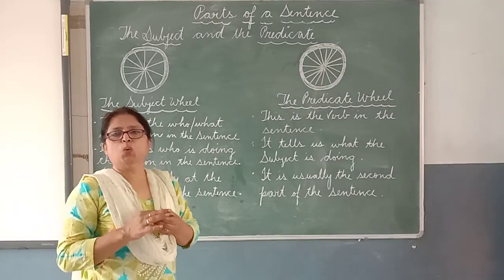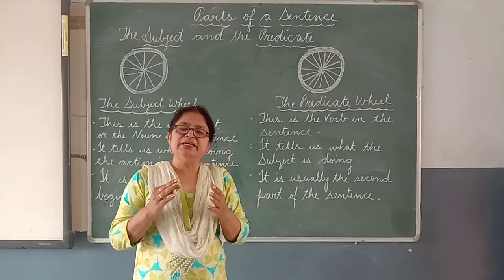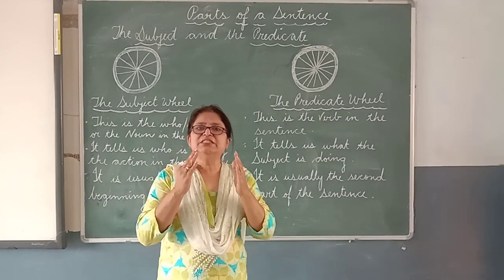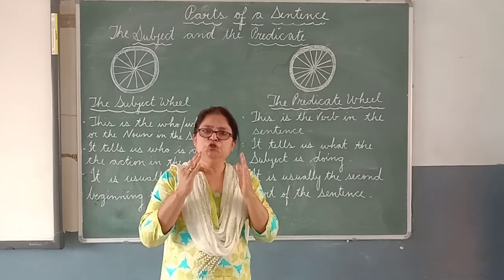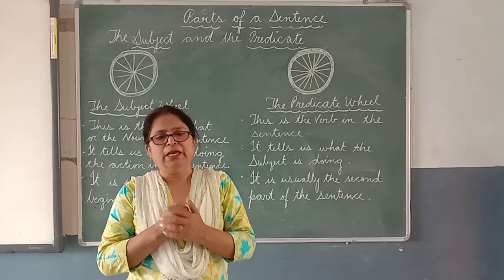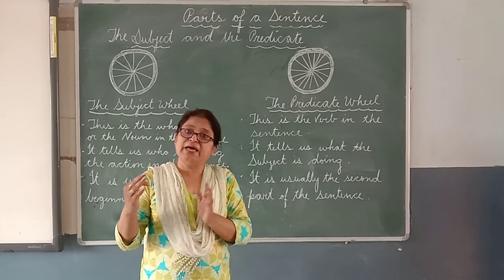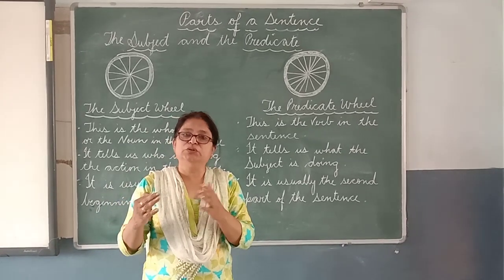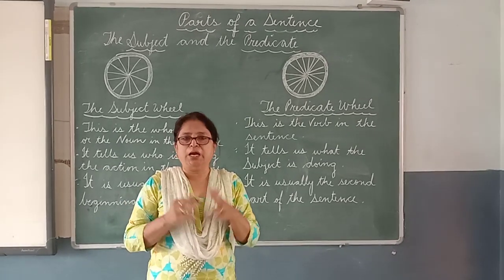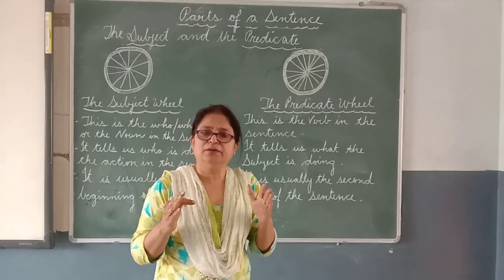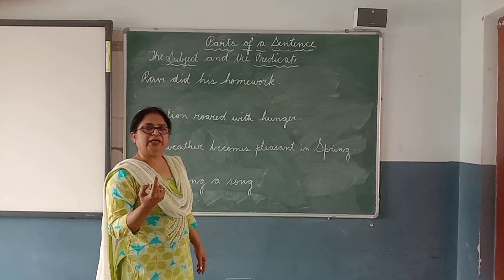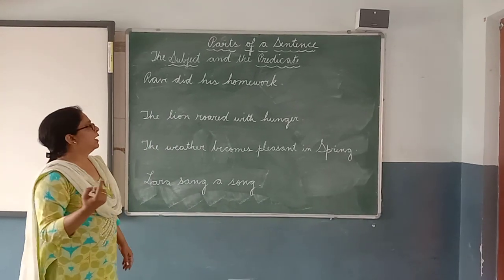For example, when I say, the boy is dancing on the stage. The boy is the doer. He is doing the action. So the boy is the subject. Is dancing on the stage is the action, what he is doing. So that part of the sentence is the predicate. I hope this much is clear to you children. Please look here on the board as I read out these sentences and teach you.